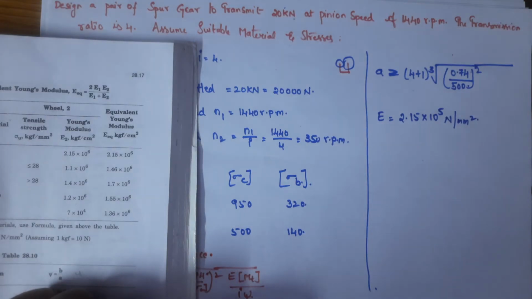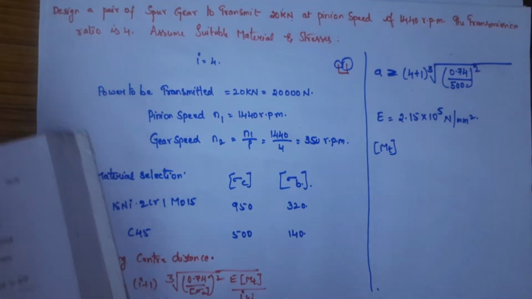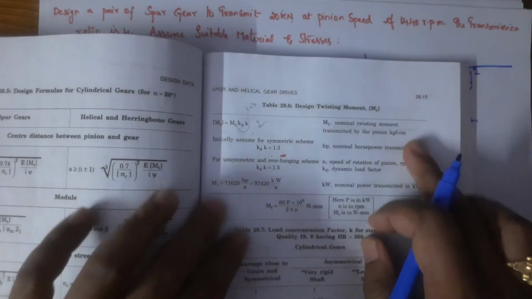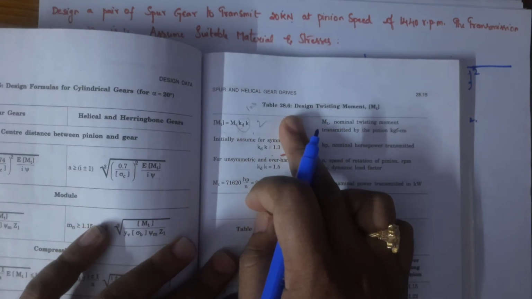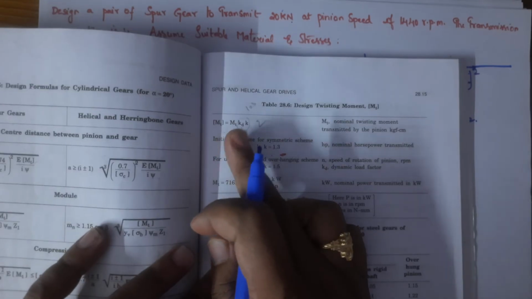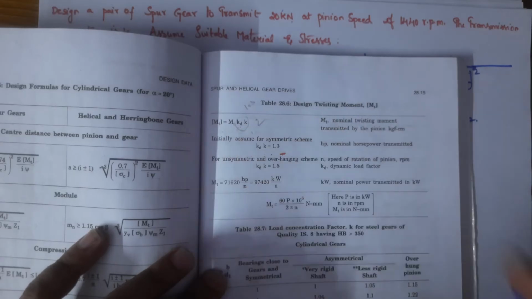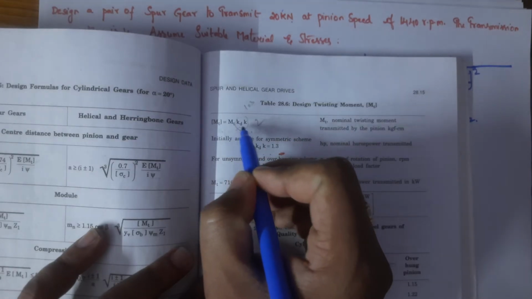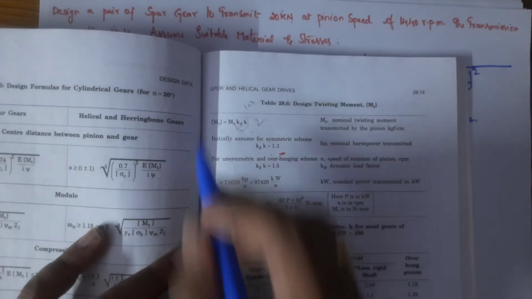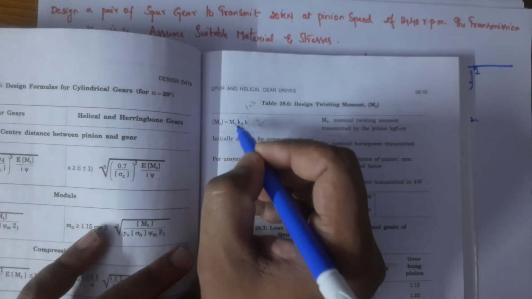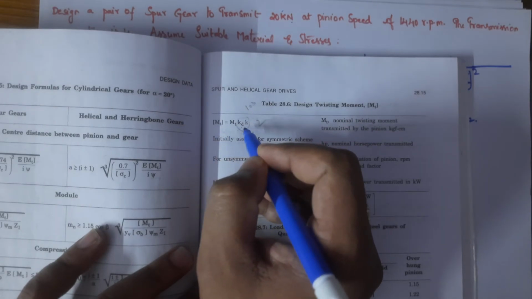Later we have to calculate the twisting moment. On page number 28.15, you can find table 28.16, where you can find the formula for design twisting moment. If it is in brackets, that is the design value, and if not, it is the calculated value. Suppose the calculated value is 50 and Kd into K will be some 2, and we are going to design the material for 100. Did you understand how it comes? So this is the calculated value, and this is the design value. We are going to do the calculation for this design value.